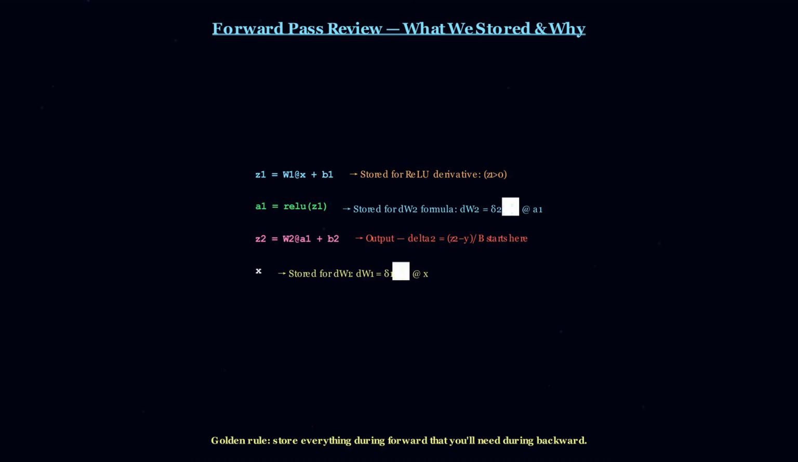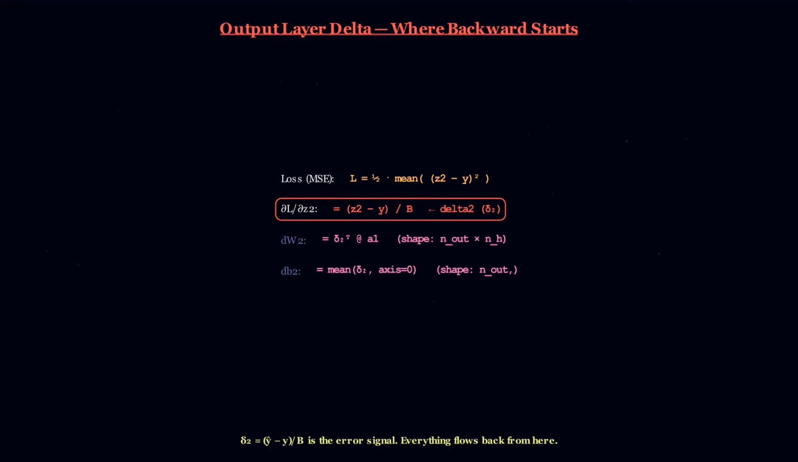The golden rule: store everything you need for the backward pass during the forward pass. If you try to recompute it during backward, you've already lost the intermediate values. Now the derivation. Starting at the output, working backwards. We use MSE loss. L equals 1/2 times the mean of (y hat minus y) squared. The 1/2 is a convenience that cancels the 2 from the derivative. Partial L over partial z2 equals y hat minus y, the prediction error.